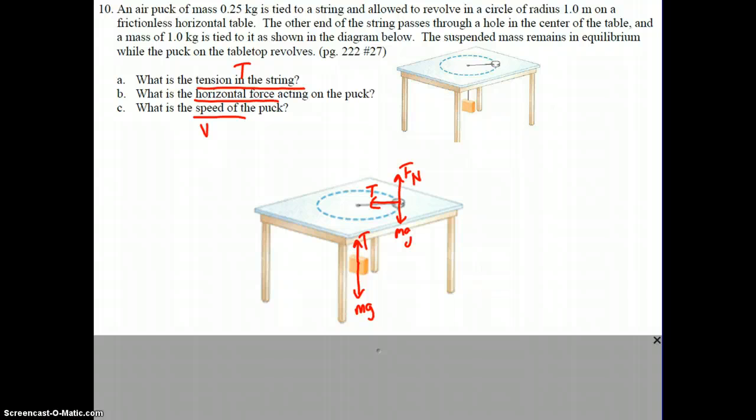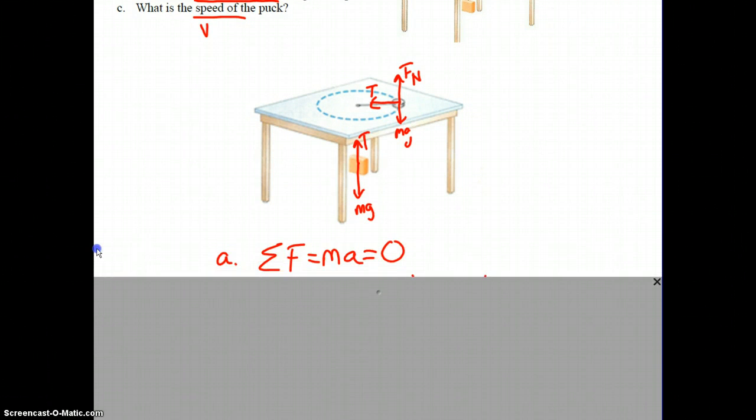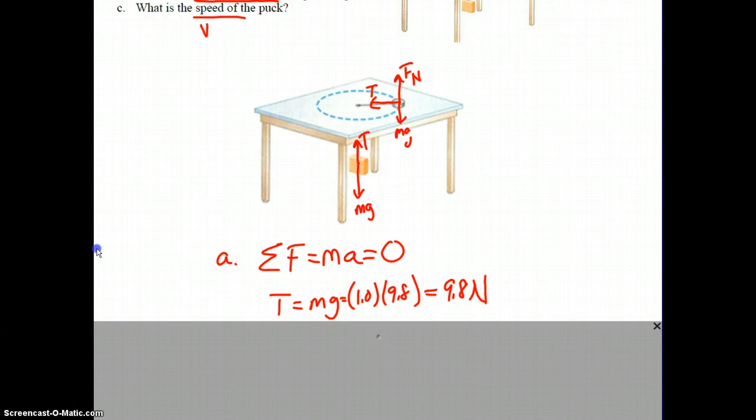Let's go ahead and answer A. What is the tension in the string? All we would need to do in this problem is summate forces for the block. The block is in equilibrium, meaning it's not accelerating, so the summation of forces acting on the block is 0. That means the tension is equal to the weight. The mass of the block is 1 kilogram times 9.8, which is 9.8 newtons.